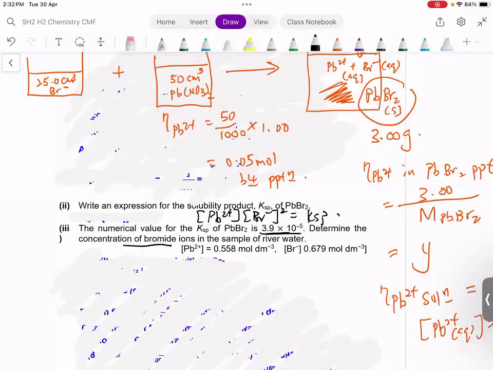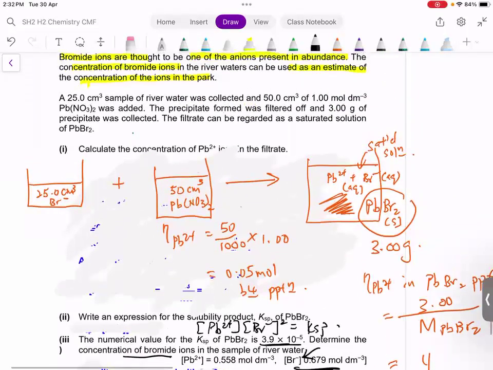Can. This one. So remember, this concentration here, you have to determine it in the original 25 cm³, not the total of 75. So if you have calculated using the total 75, you end up with the wrong answer. Are you able to do it?